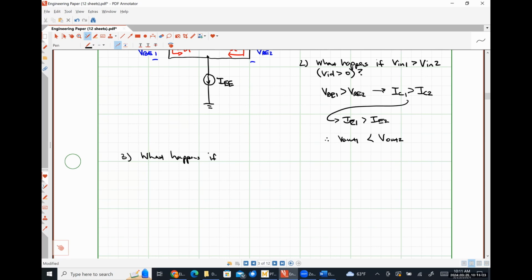What happens if VN2 is greater than VN1, or VID is less than 0? Effectively the exact opposite, right? So VBE2 will be greater than VBE1, which means IC2 will be greater than IC1, which means IE2 will be greater than IE1. So transistor Q2 is carrying more of the current, so its output voltage is being driven low. The output voltage of transistor Q1 is being pulled high, and when we take the difference of those things, our output differential mode voltage is going to be a positive one.